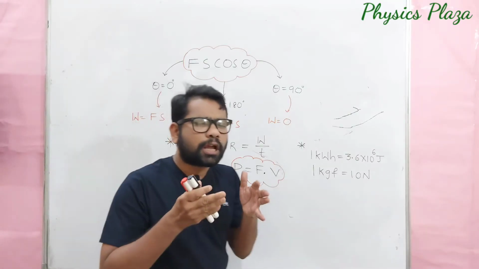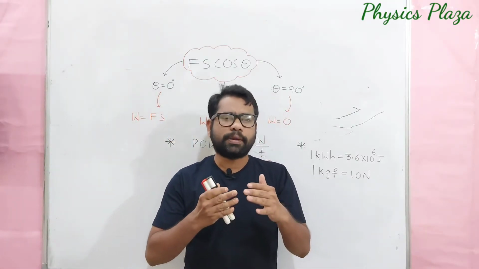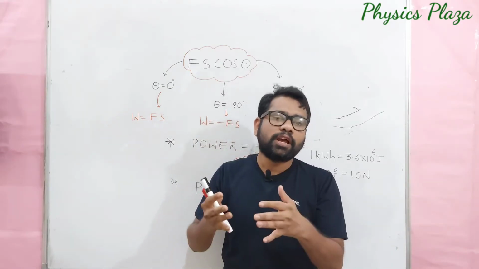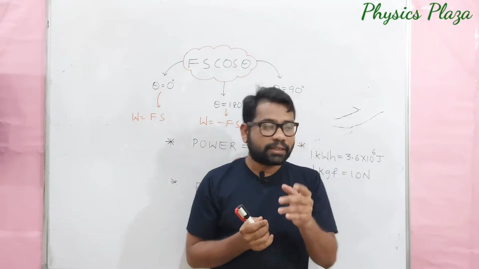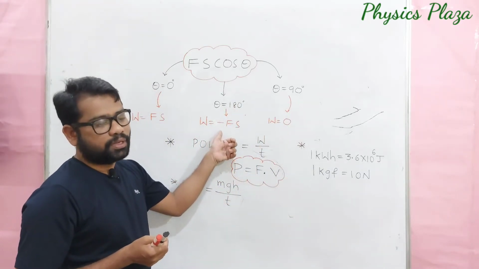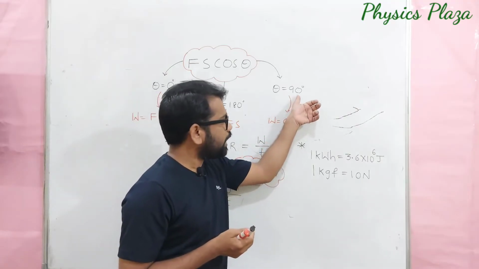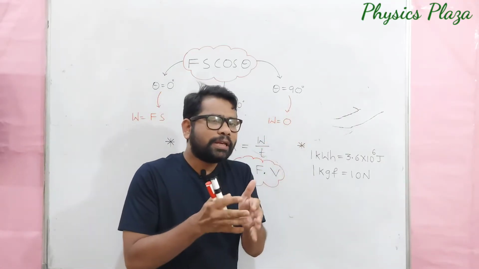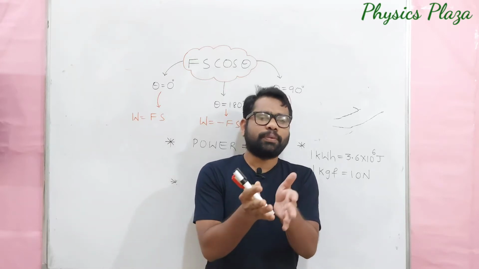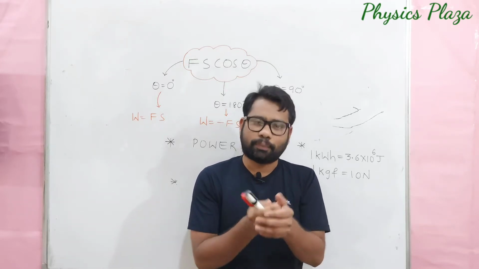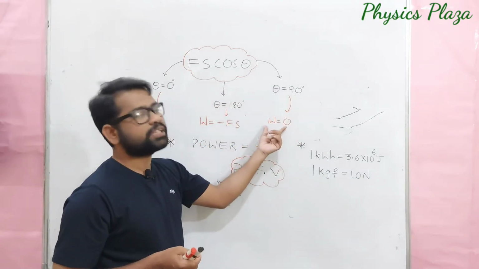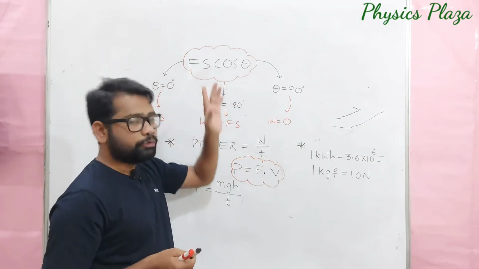It is not compulsory that the body is always displaced in the direction of the applied force. Sometimes the body may be displaced opposite to the direction of the applied force, then θ will be 180 degrees, and the work done will be negative. One more case is where the body is displaced perpendicular to the direction of applied force. Here θ is equal to 90 degrees, and the work done is 0. So this is all about work done.